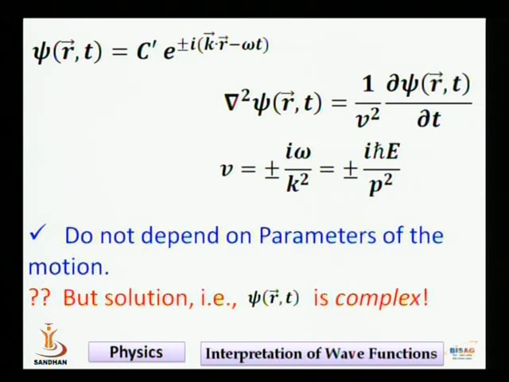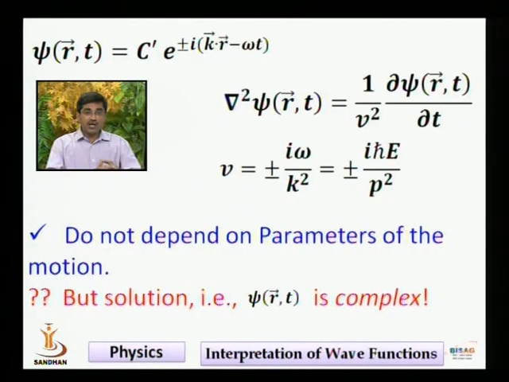Nabla square psi is equal to 1 by v square del psi by del t. But then another problem has entered: this velocity and the state function psi will now be complex quantities. Being complex, we have to be a little worried, because everything happening around us, even at a microscopic level, should be real, and therefore one has to extract some real information from this mathematically originated complex quantity.